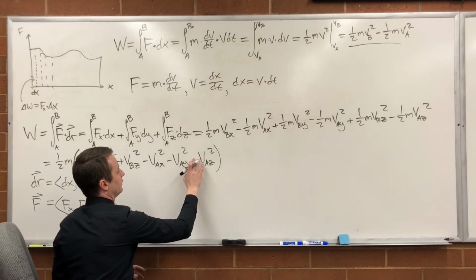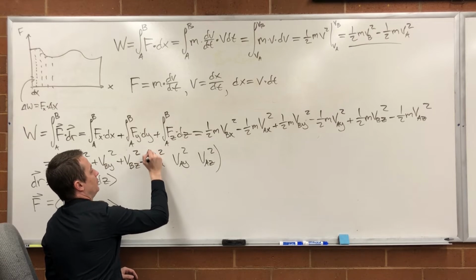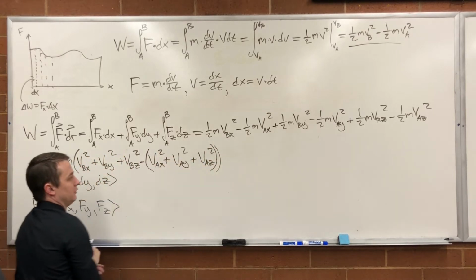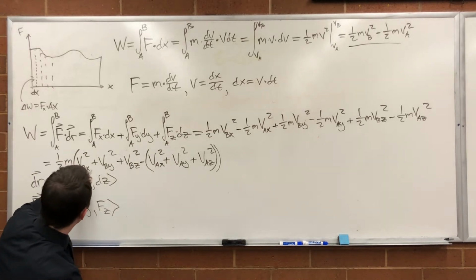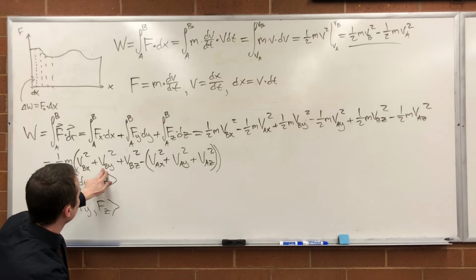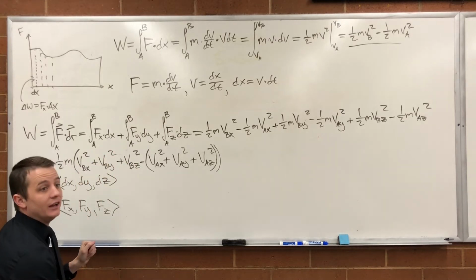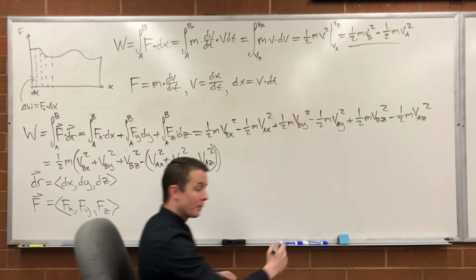Shoot, I should have written it like this. I'm going to put a minus here, and then put some more parentheses around all these and make that a sum. With me? So what is VB in the x direction squared plus VB in the y direction squared plus VB in the z direction squared? It's the magnitude of that vector, VB squared.